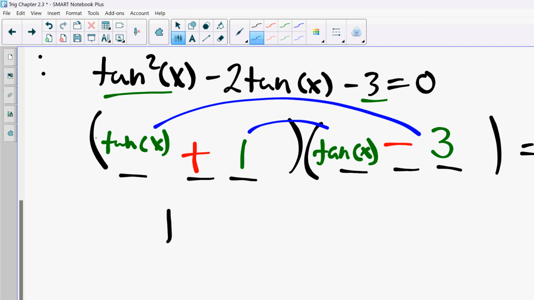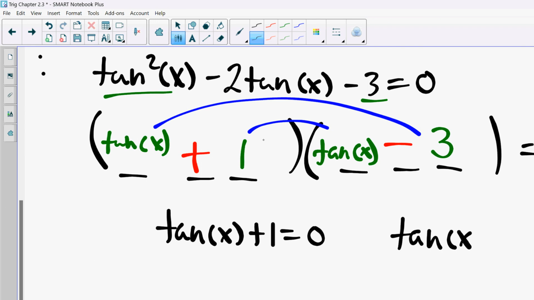And again, like we've done before, we're going to say that tangent of x plus 1 is equal to 0 because our zero product property states that any 2 things multiplied together to equal 0, one of them must be 0. So looking at this first one here, tangent of x plus 1 equals 0. We can subtract 1 from both sides, telling us that tangent of x is equal to negative 1, yes?